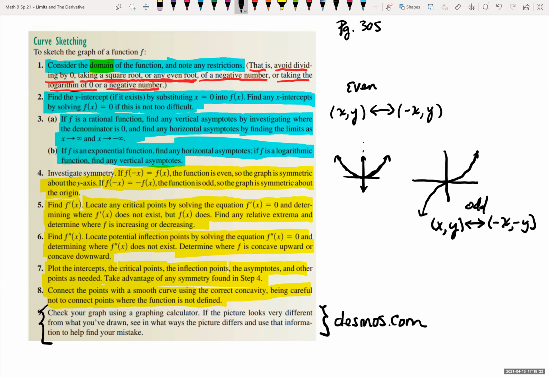Professor, I have a question. Yeah. So on considering the domain, how would we find the domain of things that aren't polynomial?